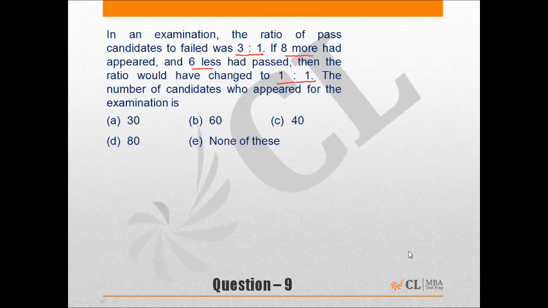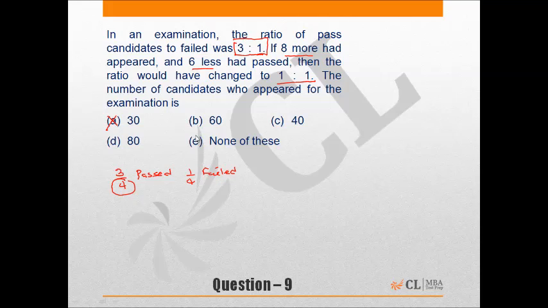The first thing in this question which should strike is that the ratio of candidates passed to failed is 3:1. So we can say 3/4 passed and 1/4 failed, or the total number of candidates should be a multiple of 4. Choice A cannot be the answer, because 3/4 passed out of acting 30 does not make sense.